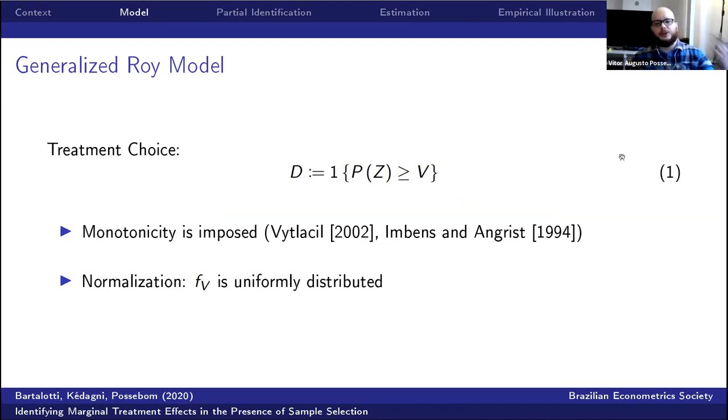So as I mentioned, we use a generalized Roy model for treatment choice. Importantly, this model imposes monotonicity. We have similar restrictions as the ones imposed by Imbens and Angrist when they are analyzing the LATE parameter. And we normalize V here to be uniformly distributed, the standard uniform.